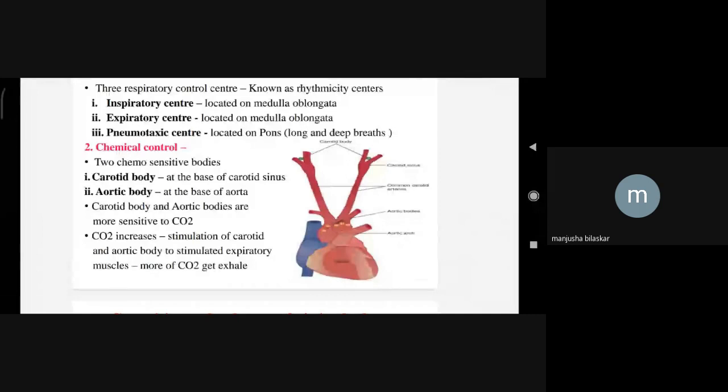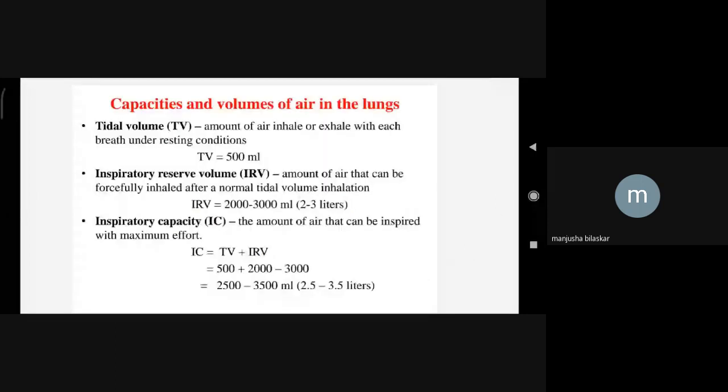Okay, now, capacities and volumes of air in the lungs. Learn about the lung parameters now. At first, tidal volume. What is tidal volume? The amount of air inhaled or exhaled with each breath under resting conditions. With each breath, how much air are we inhaling and exhaling? That is approximately 500 ml.